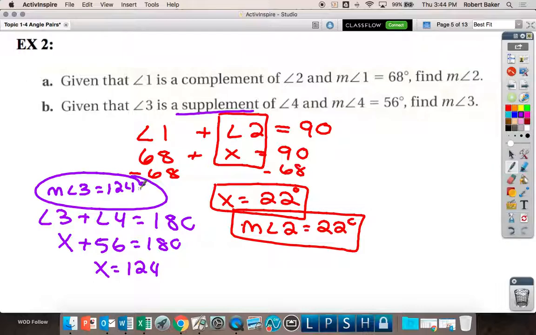Am I going too fast with this stuff? Is it kind of making sense? Okay, so now we're going to start the next chunk.